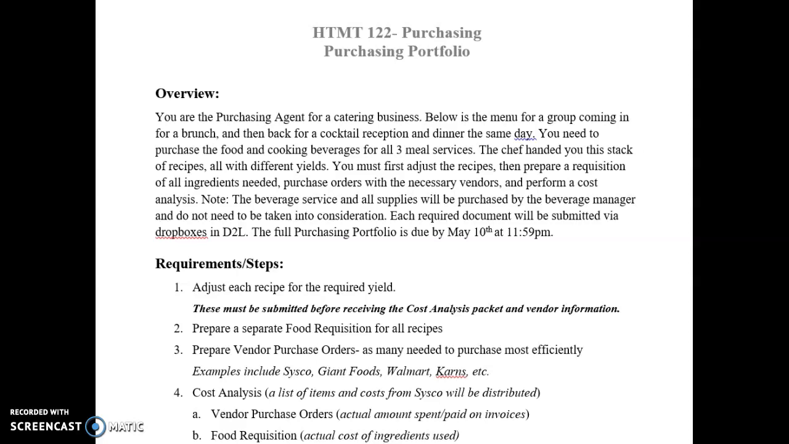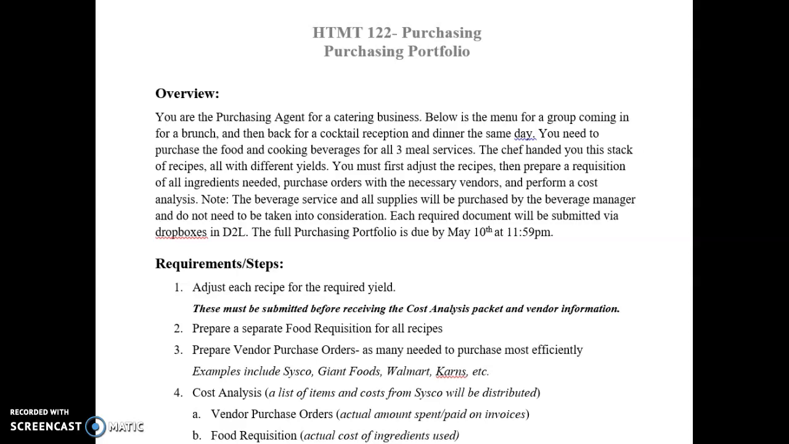Below is the menu for a group that's coming in for a brunch, cocktail reception, and dinner later that same day. You need to purchase all the food and any beverages for cooking purposes for all 3 meal services. I say that because you'll note below the beverage service and all supplies will be purchased by the beverage manager. So we only need to purchase any cooking alcohol, so to say.